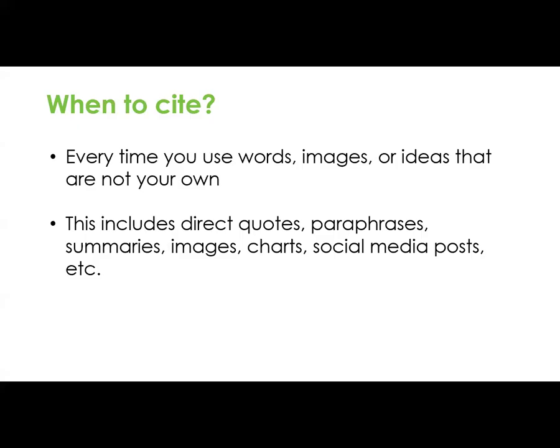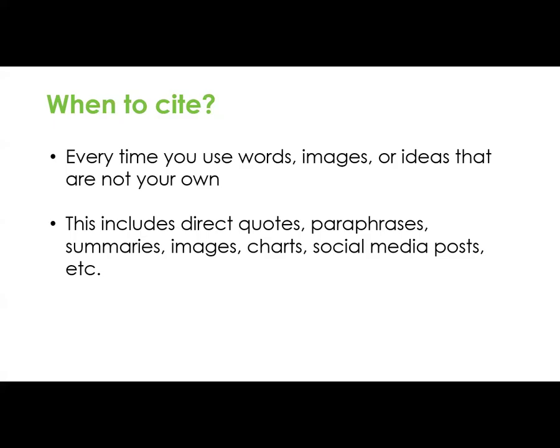So when do we cite? You cite every time you use words, images, or ideas that are not your own. Always be citing. So this includes direct quotes, paraphrases, summaries, images, charts, social media posts, you name it. You can cite literally anything, and you should if it's not your own words and not your own ideas. And of course, we cite twice. We cite in the text of your paper where you use the information or quote a source, and at the end of your paper in a list of the works cited.